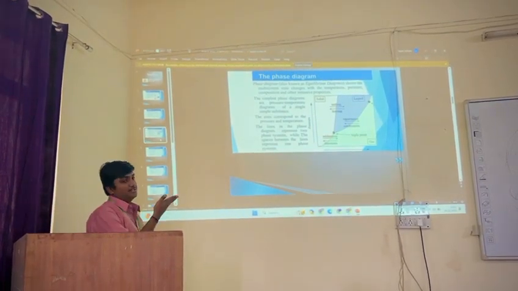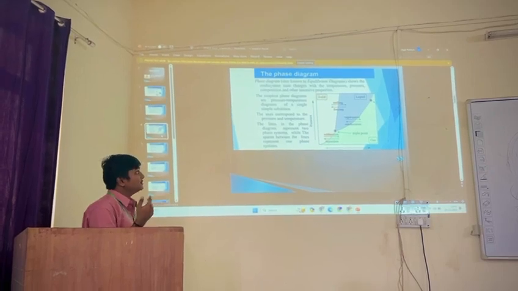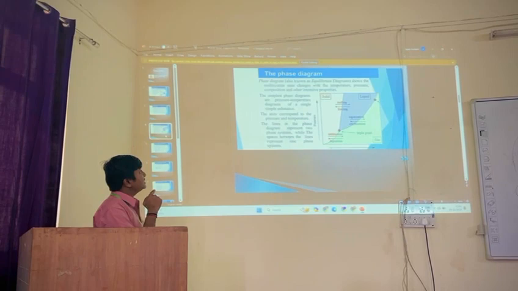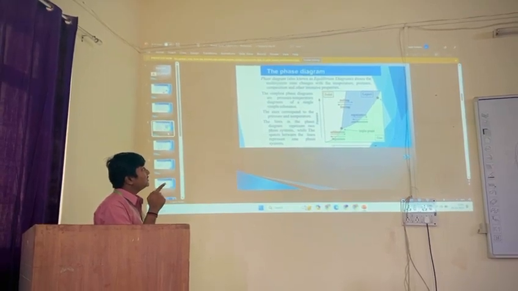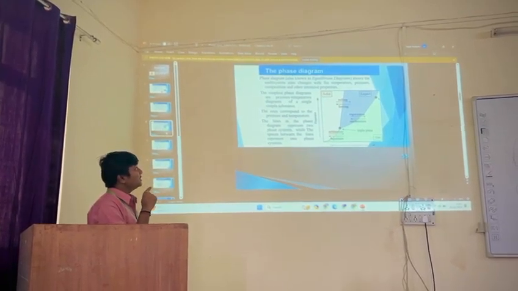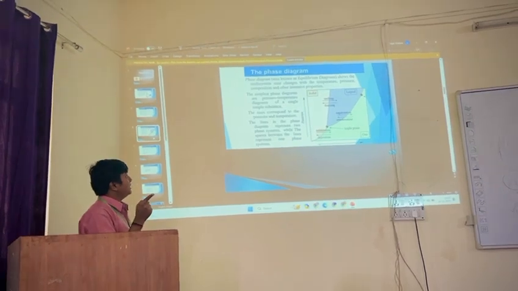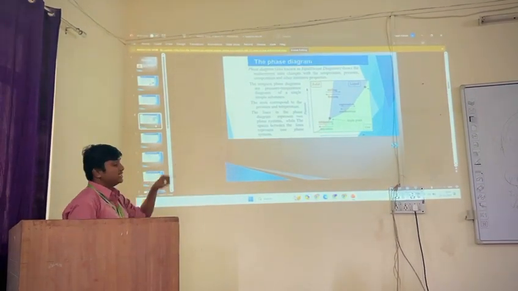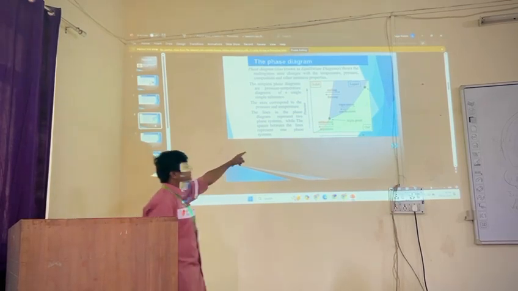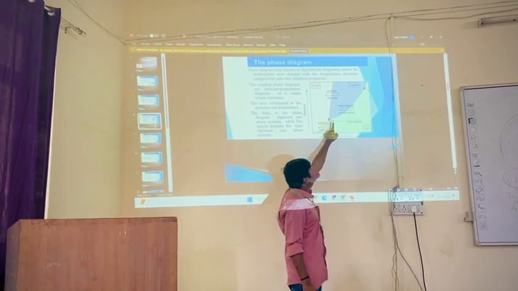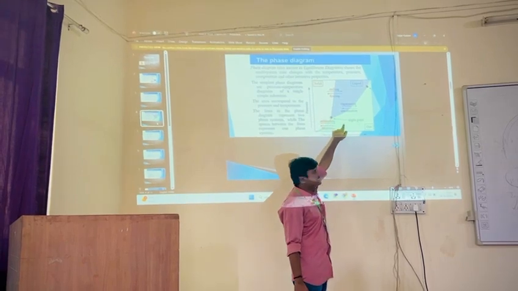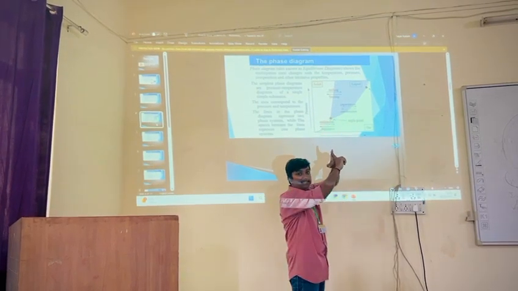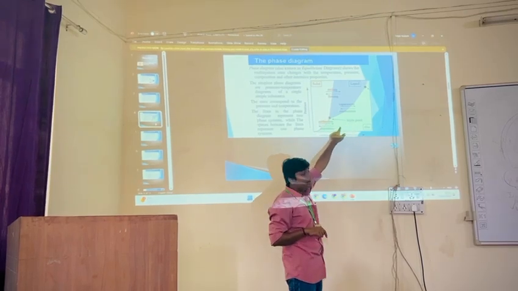Then we should know about the phase diagram. The phase diagram is also known as an equilibrium diagram. It shows the changes of state of a multi-phase system with temperature, pressure, composition, and intensive properties. The simplest phase diagram is the pressure-temperature diagram of a single simple substance. Here the solid, liquid, and gaseous phases intersect each other at a point called the triple point.